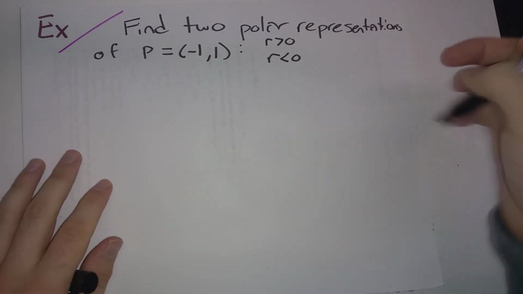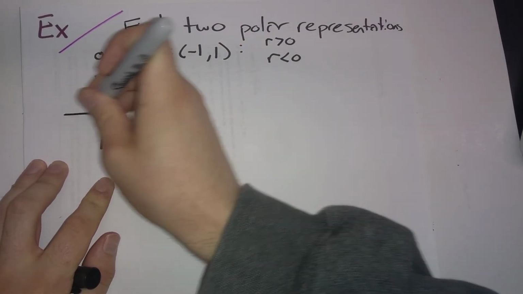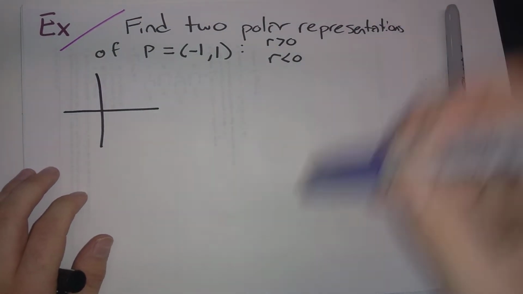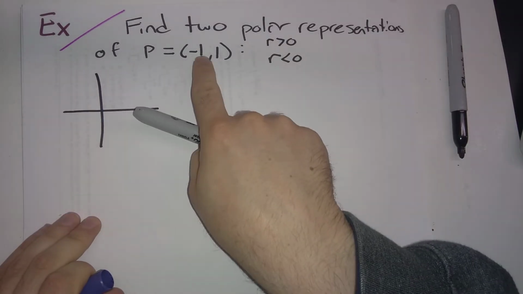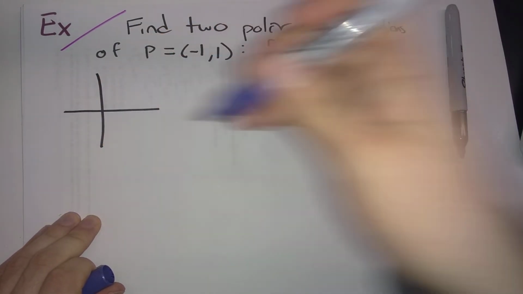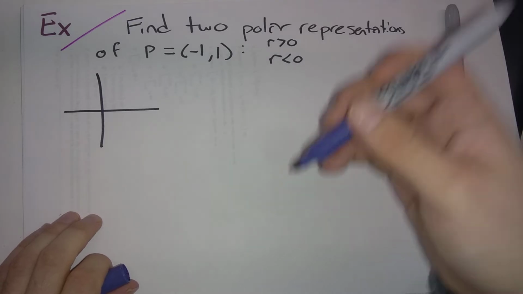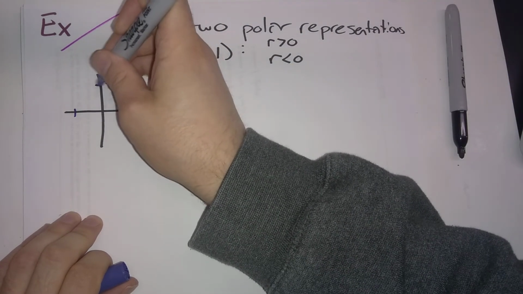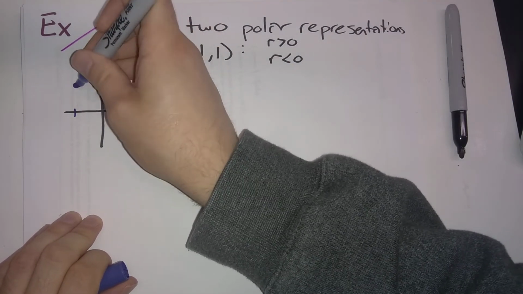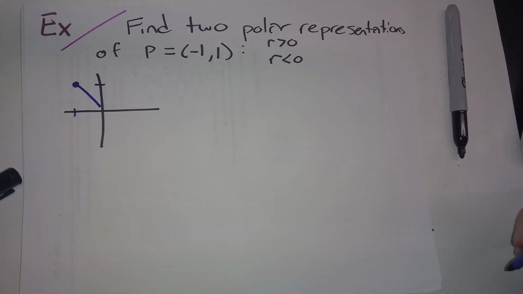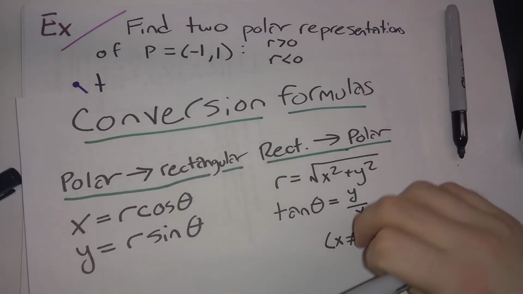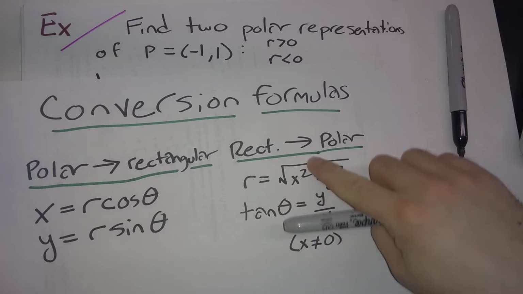Maybe we can draw some axes here just to be able to get a little bit of frame of reference going on. x is -1, y is +1, so we are over here. Let's bring back our conversion formulas. So we are going from rectangular to polar.